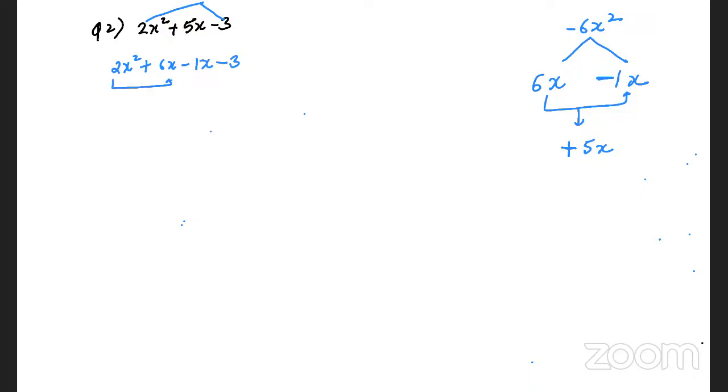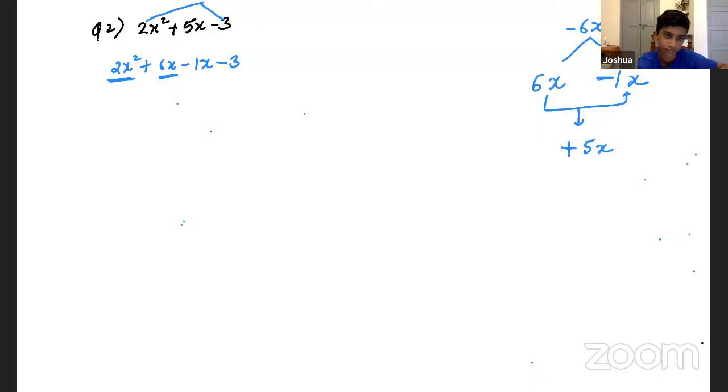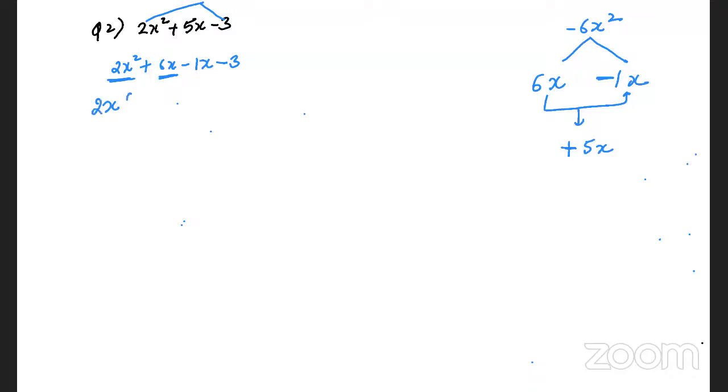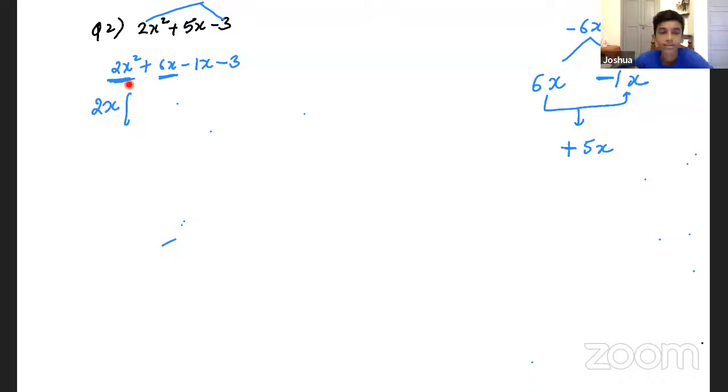Now, what is the common between them? It's 2x. Why 2x? I'll do it again. See, what is the common between them? Both of them have x. x is common, very good. And both are divisible by 2. So if I write 2 here, from the first term, what will remain inside the box? Again x. Yes, x will remain like this.